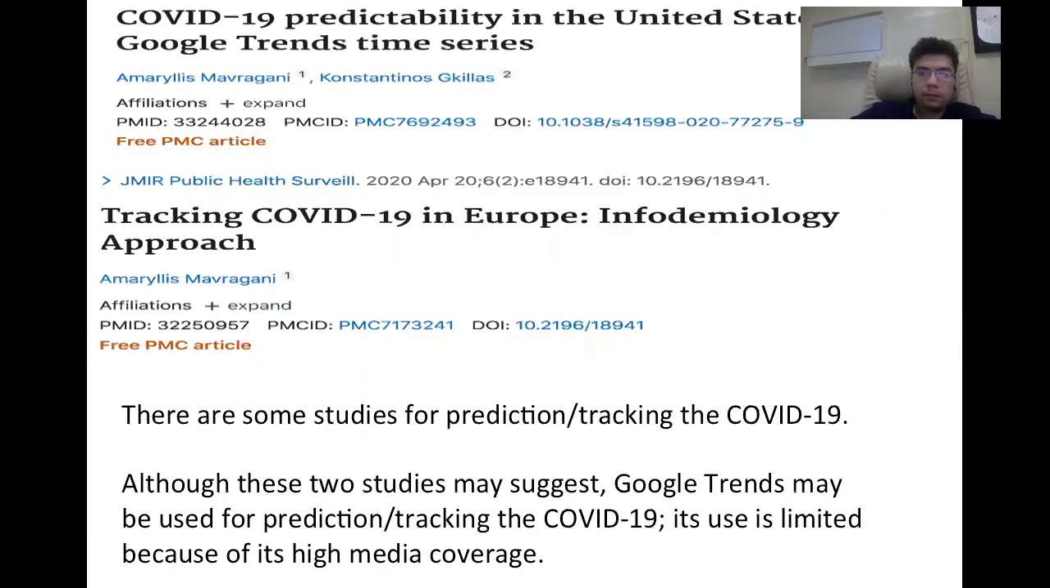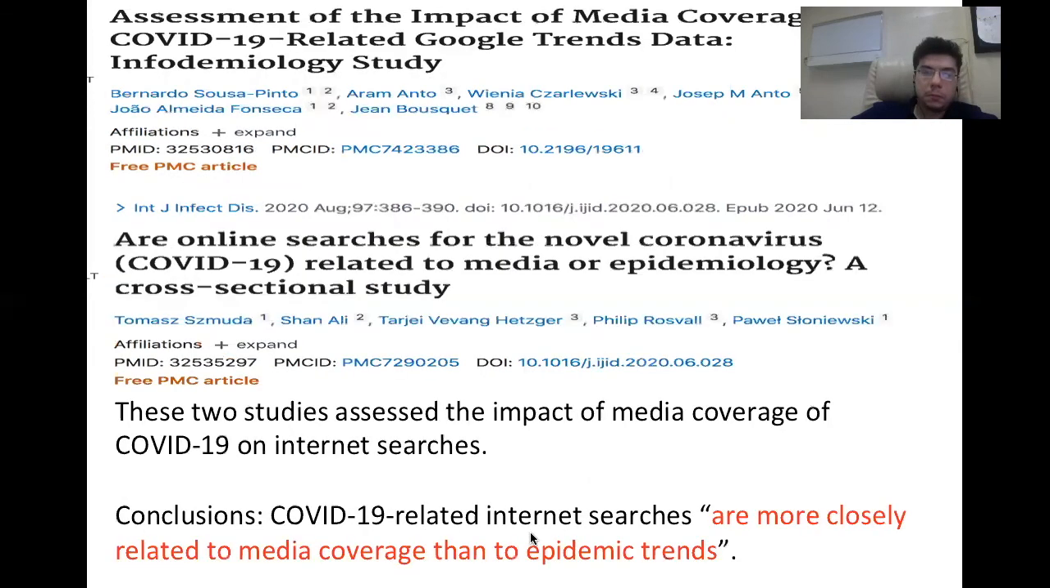There are also some studies for predicting or tracking COVID 19. These two studies suggest that Google Trends may be used for prediction or tracking of COVID 19, but probably its use is limited because of its high media coverage. In fact, there were two studies conducted to actually assess the exact impact of media coverage of COVID 19 on internet searches. They found that COVID 19 related internet searches are more closely related to media coverage than to actual epidemic trends.